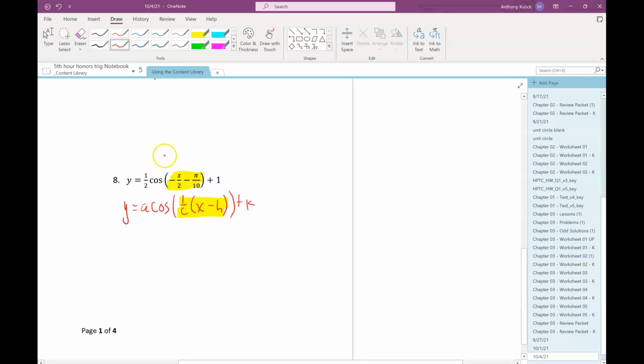So I'll start by factoring off a negative 1/2. So negative x over 2 divided by 1/2 is positive x. Negative pi over 4 divided by negative 1/2 is going to be a positive. And then pi over 10 divided by 1/2 is the same as pi over 10 multiplied by 2. So in this case, my a is positive 1/2, my c is negative 2, my h is negative pi over 5, and my k is 1.